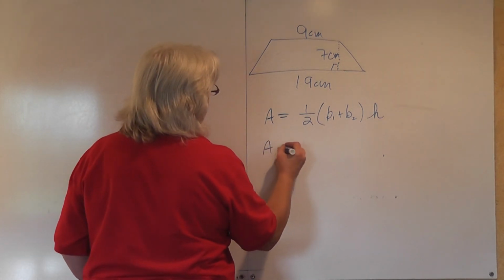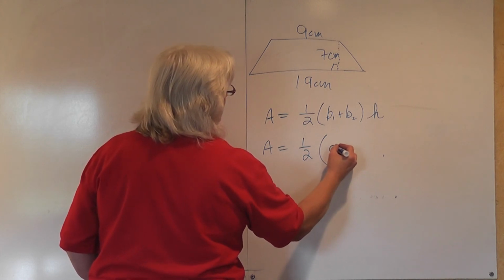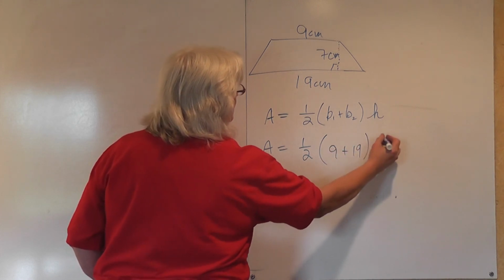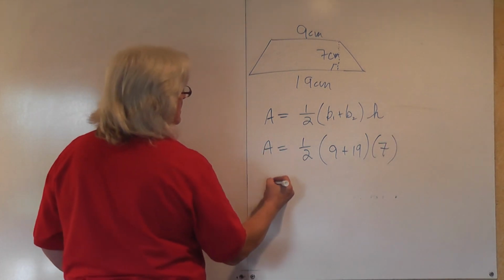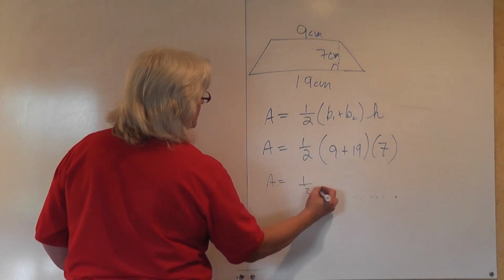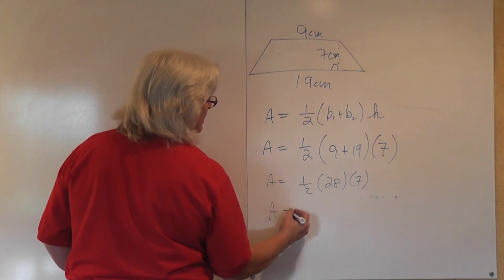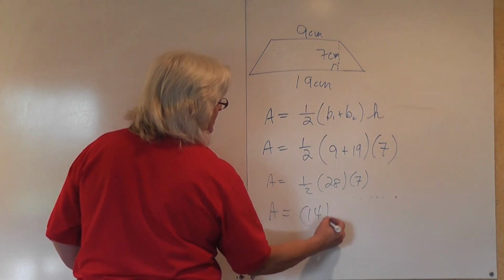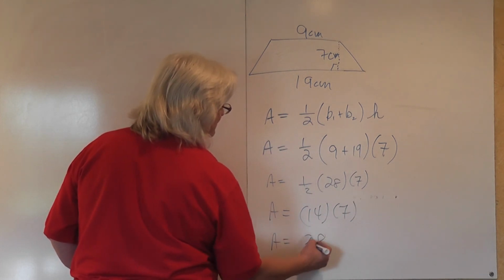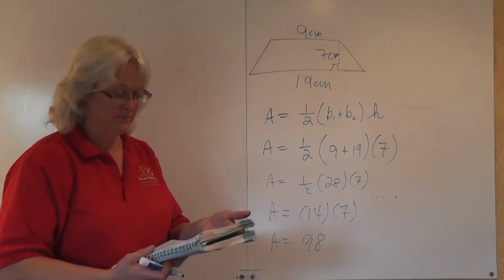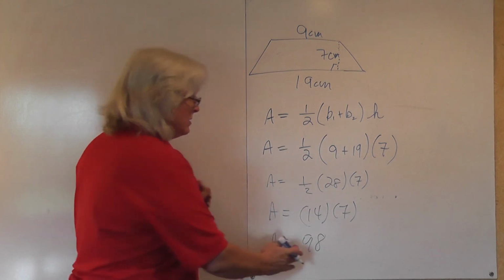Now we substitute in. Area is 1/2 times the sum of the bases, 19 plus 9, it doesn't matter which one you call b sub 1 and which one you call b sub 2, times 7. Area is 1/2 times 28 times 7. Area is 14 times 7. Area had better be 98. When I look at my book, the area is 98. Is that the answer? No.